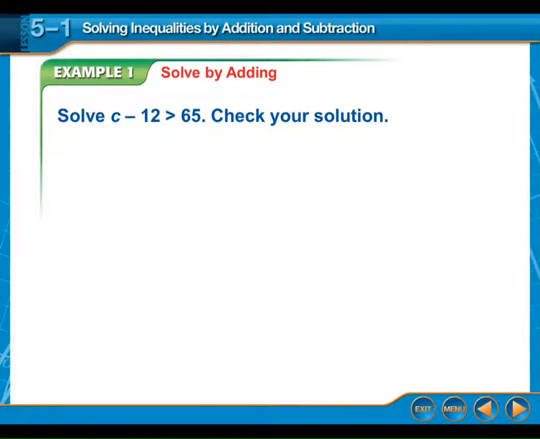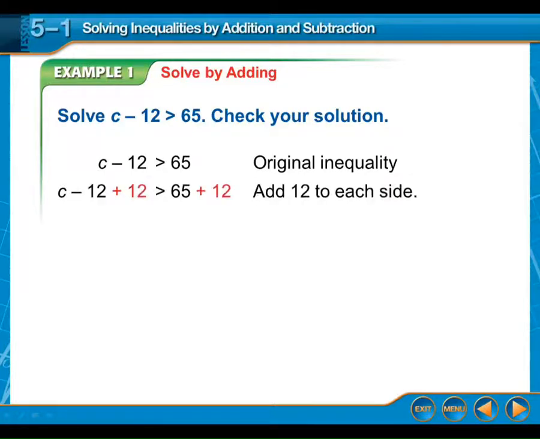Alright, let's start by solving by adding. And so here we have c minus 12 is greater than 65. And so we're going to solve it by adding, and then we're going to check our solution. So the first thing that we're going to do is we're going to write the original inequality. Then we're going to add 12 to both sides of the inequality, and we get c is greater than 77. Okay, so if you want to check this, now make sure that you write your answer in set notation. C is such that C is greater than 77.